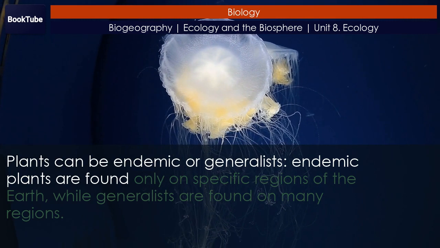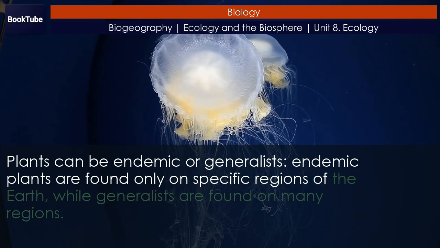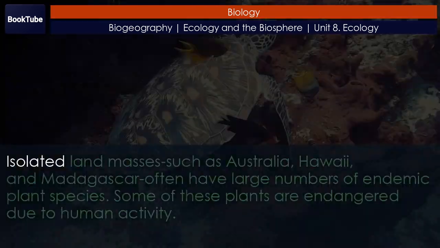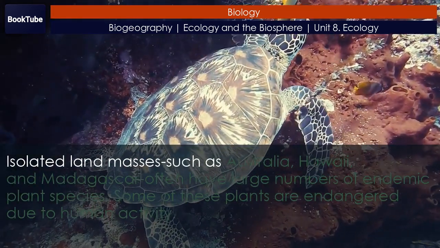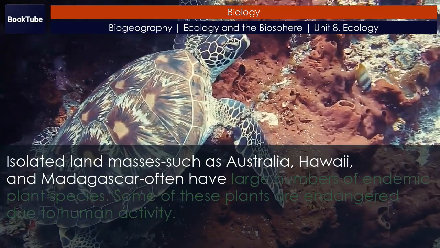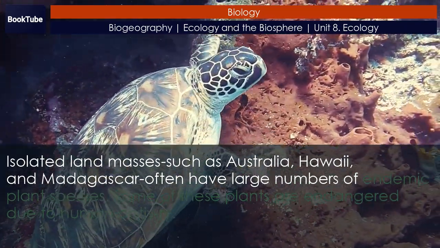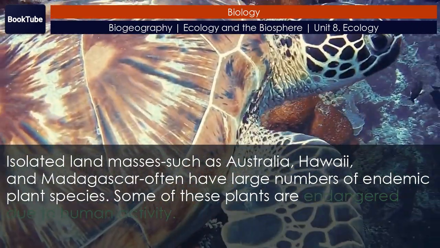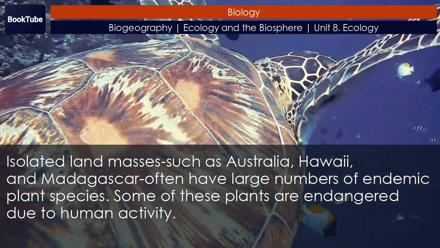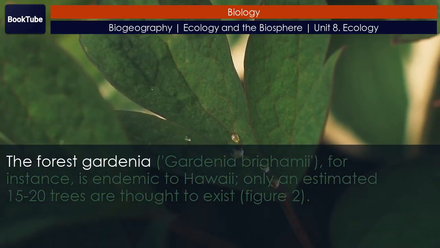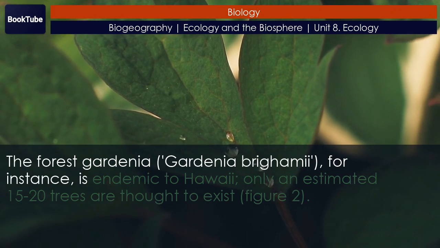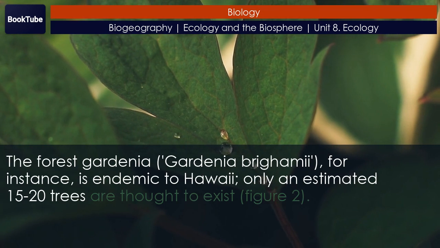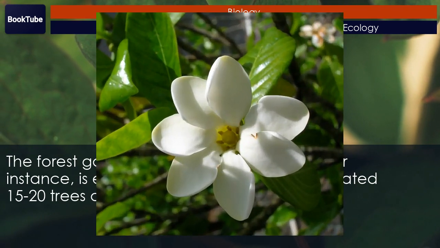Plants can be endemic or generalists. Endemic plants are found only in specific regions of the Earth, while generalists are found in many regions. Isolated landmasses such as Australia, Hawaii, and Madagascar often have large numbers of endemic plant species. Some of these plants are endangered due to human activity. The forest gardenia, Gardenia brighamii, for instance, is endemic to Hawaii. Only an estimated 15 to 20 trees are thought to exist.